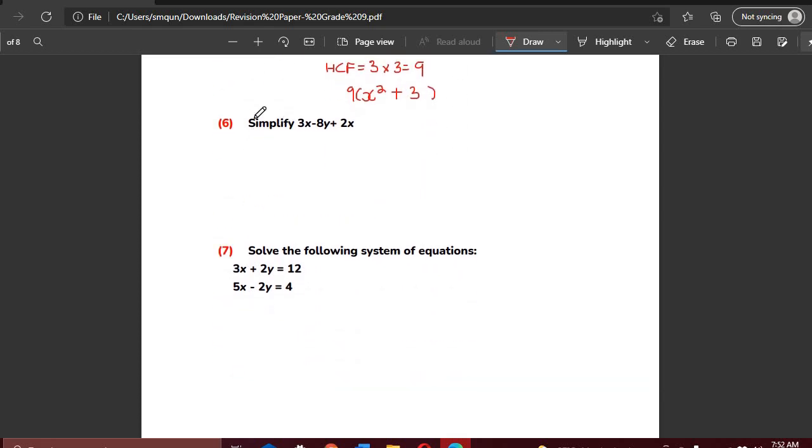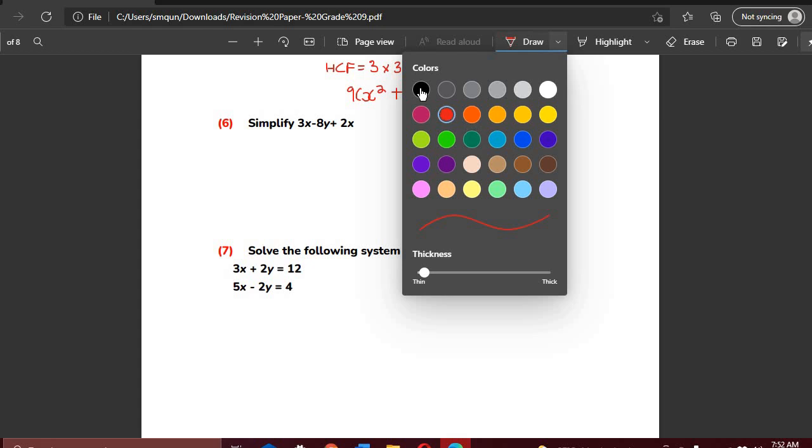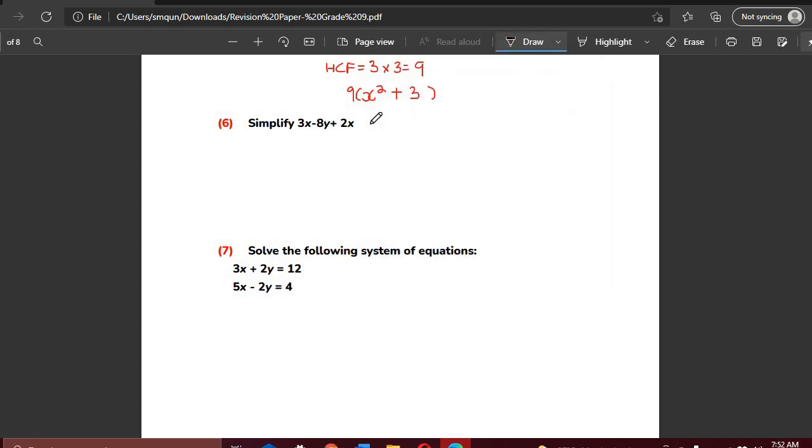Okay, this one says simplify 3x minus 8y plus 2x. Now, what we're going to do, we're going to look for what we call like terms. So like terms are terms with the same variable raised to the same power. Now keep in mind, like terms can have different coefficients. But what must be the same? The variable must be the same, and the power that the variable has must be the same. Okay, so let's look for any like terms in this expression.